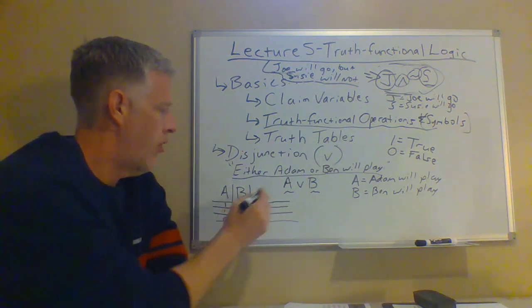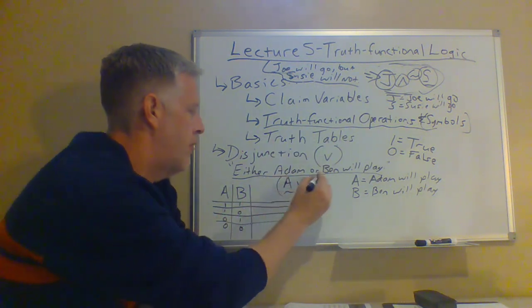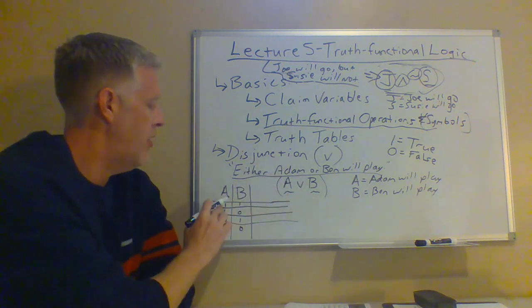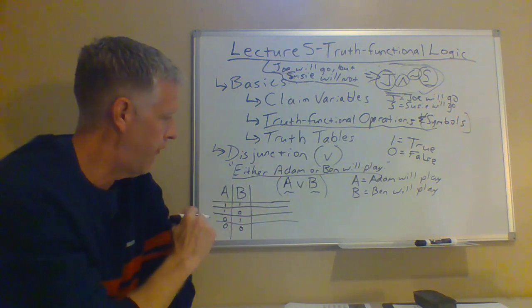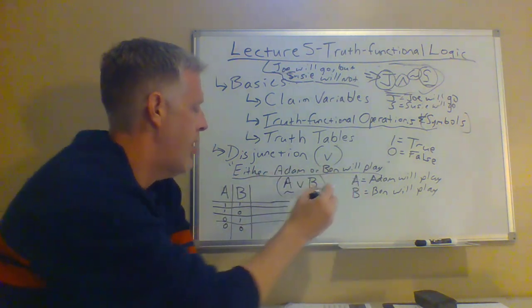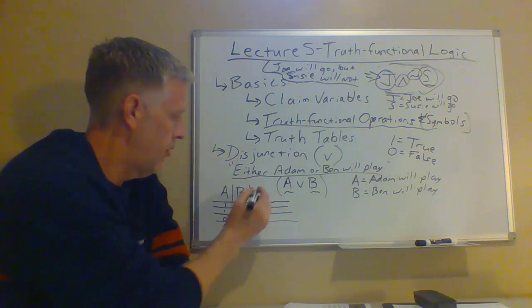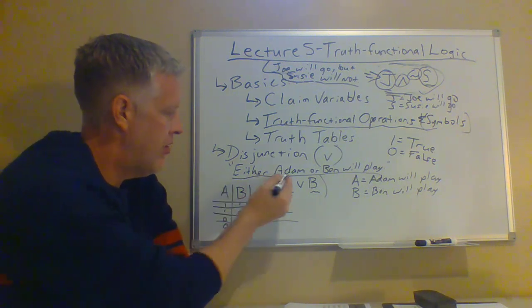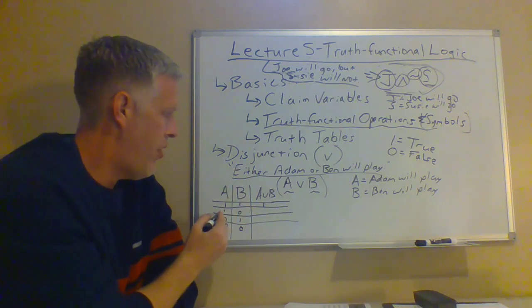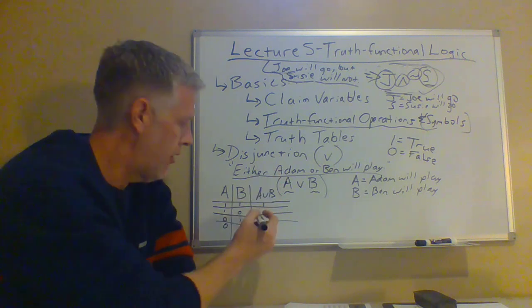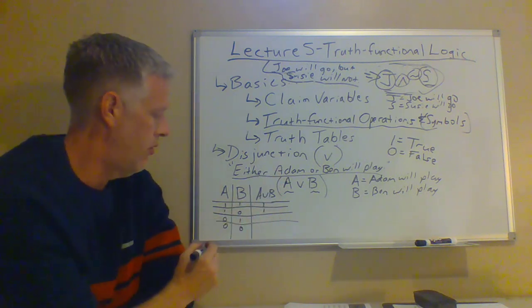And we want to now be able to assess the truth and false nature of the compound claim based on whether these constituent parts are true or false. So is it the case that either Adam or Ben will play when both Adam and Ben play? Well, yeah. Then it turns out what they said was true. What about when just Adam plays but Ben doesn't? Well, then it was still the case that either Adam or Ben will play. So we say that was true.